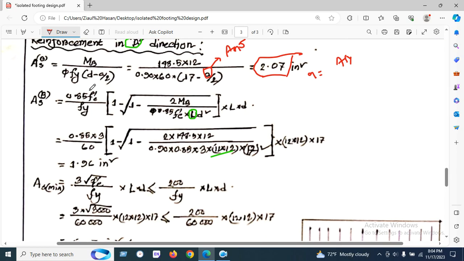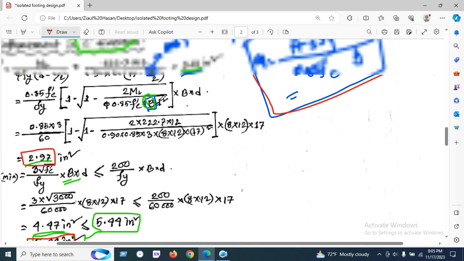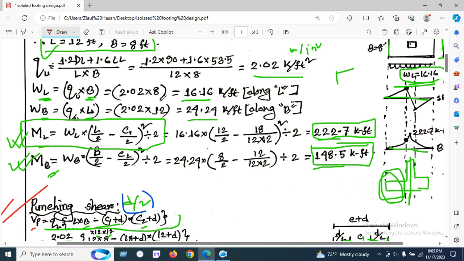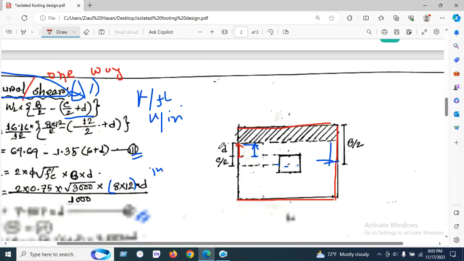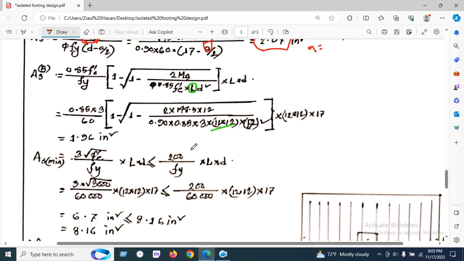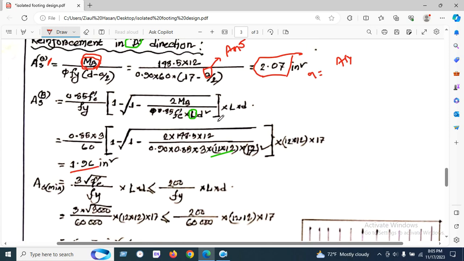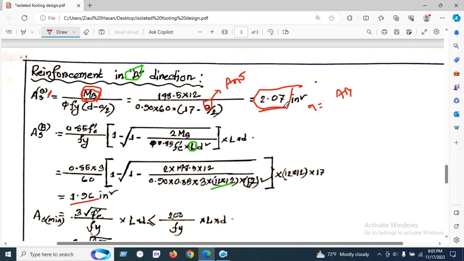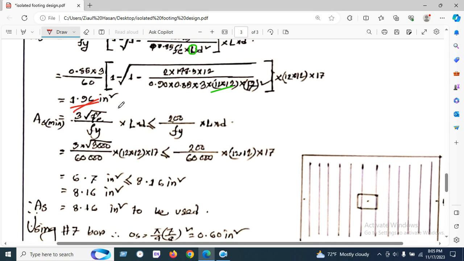And in the same way, a equals As Fy over 0.85 f'c b. When we find the B direction, we will use the moment value of the B direction. If we go to the previous slide, we have found two moments, in the L direction and the B direction. Now we will calculate the B direction as we completed the L direction. We have put all these values and found 1.91 inch square. At first we found 2.07, and another we found 1.96 inch square.